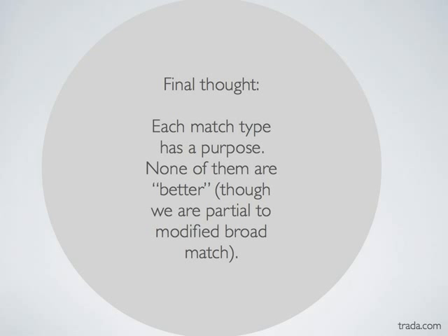So, each match type has a purpose. None of them really are better, even though we really love modified broad. A truly well-rounded paid search campaign uses all of these, and you're constantly testing all of these. Even the scary broad match can be very useful for driving a ton of volume, for getting awareness, for learning about stuff, and then even the extremely exclusive exact match can be useful for using terms that are going to convert and getting a super high conversion rate. So it's really worth understanding every single match type and using them all in your campaign.